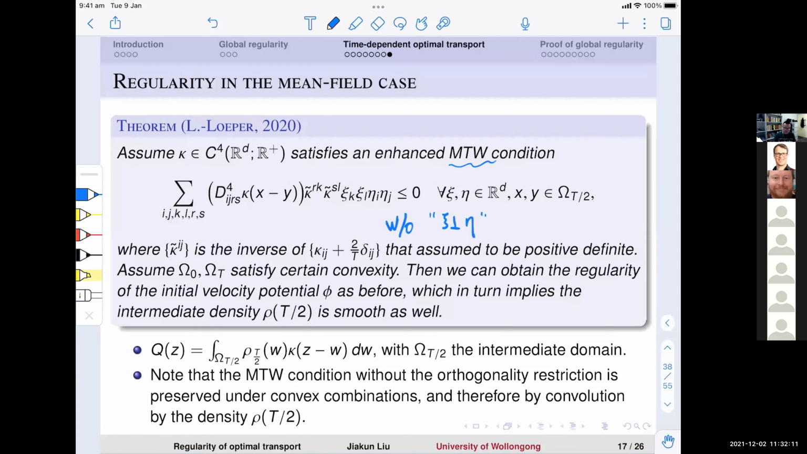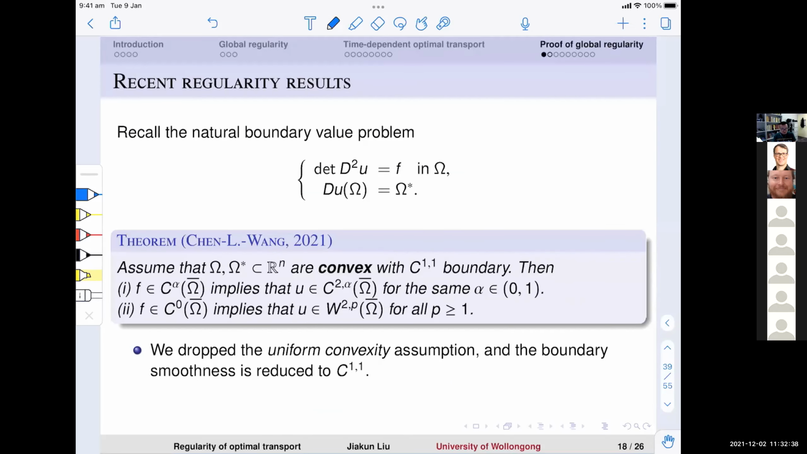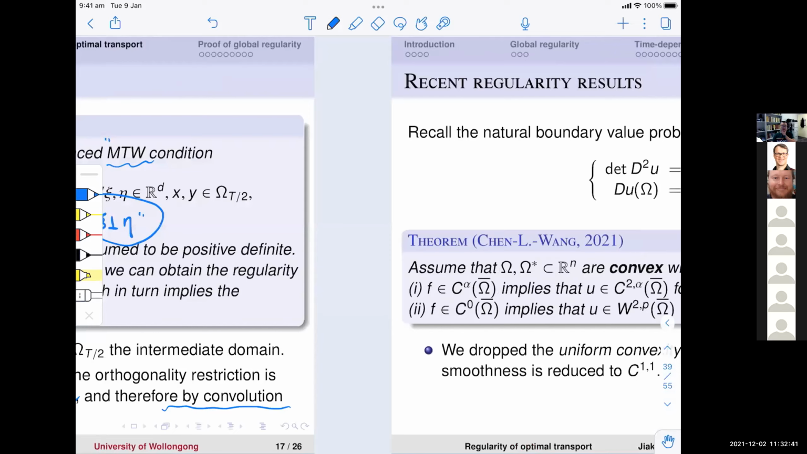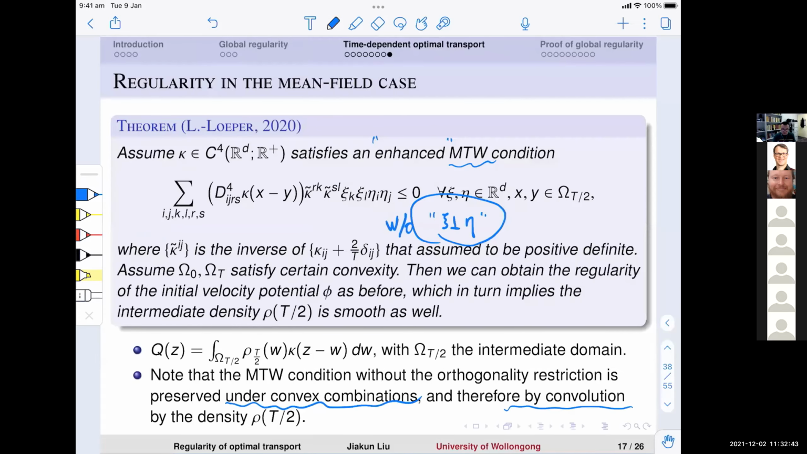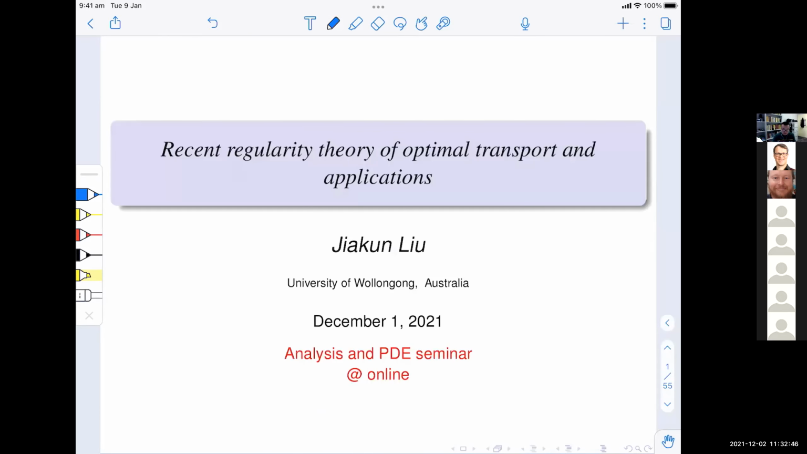So what's the reason why we assume the stronger one? Because the MTW condition is actually not preserved under convex combination. However, MTW without orthogonality, we can prove, is preserved under convex combination, and therefore it is preserved by convolution. So that makes sense when we study the Laplacian equation. After that, we can skip the details of the proof. I think that's all I would like to talk about today.